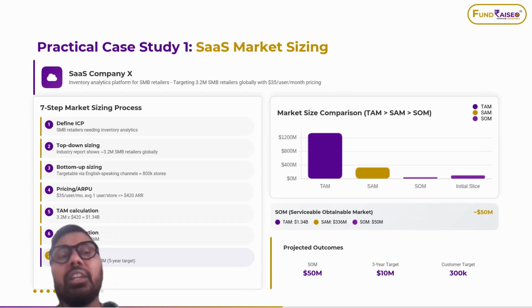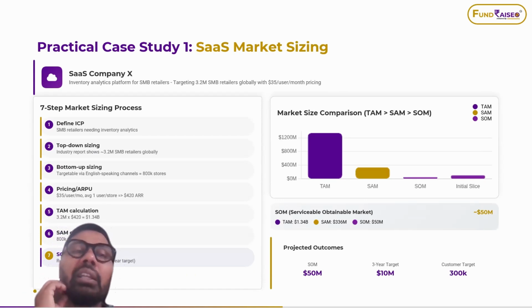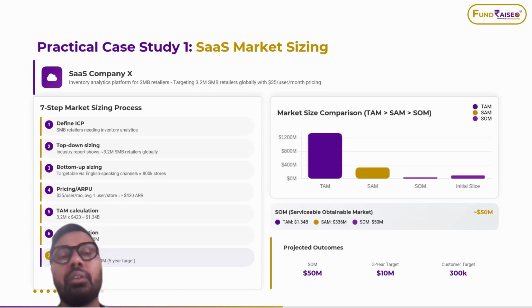Once you have defined your ICP closely, you do a top-down sizing. We looked at multiple popular industry reports, and they gave us an estimate of closely 3.2 million SMB retailers present globally. Now we started doing the bottom-up exercise here, and I'm just taking a bottom-up example right now, in the spirit of the time that we have.